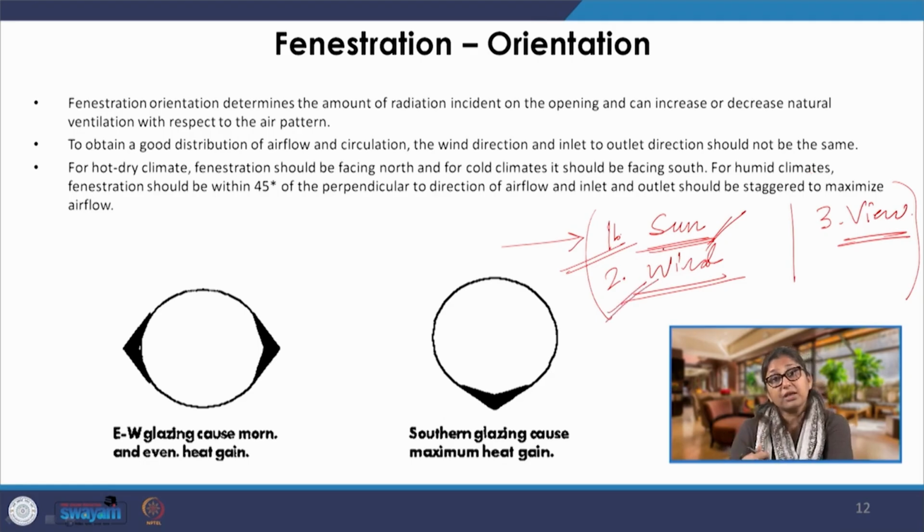If we want to bring in wind or if we want to cut off wind, we have to provide it perpendicular to the wind direction or opposite to the wind direction. So, this is what will determine the orientation of the fenestration.